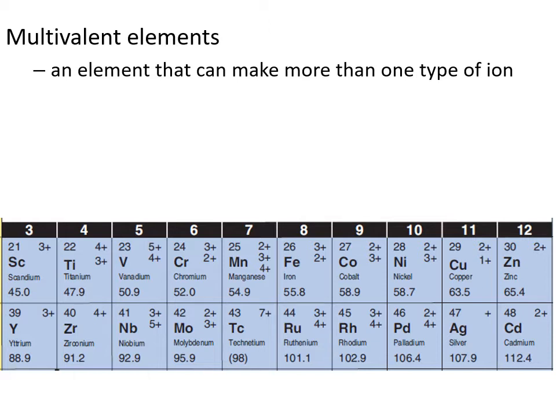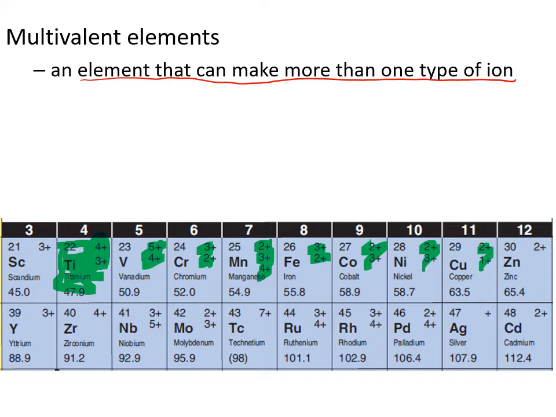So, if an element can make more than one type of ion, it is considered multivalent, and it gets a special type of naming. So the first thing, and the most important thing, is that we must identify what is a multivalent element. So an example of a multivalent element, this one right here is, okay, because it makes two different ions. This one right here is as well, makes two different ions. This one makes three, so lots. Here's two, two, two, two.